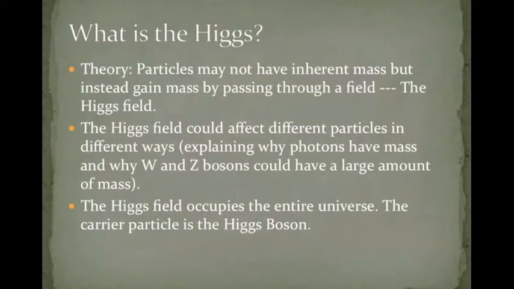The theory behind the Higgs particle is that particles may not have mass naturally, but instead, when the particle passes through a Higgs field, it actually attracts mass to it. And so a Higgs field actually affects different particles in different ways, and that explains why photons have mass and why other particles called W and Z bosons have a large amount of mass. It occupies the entire universe.